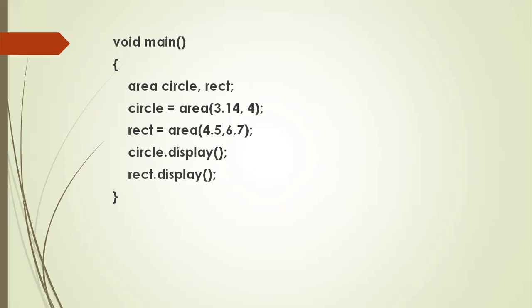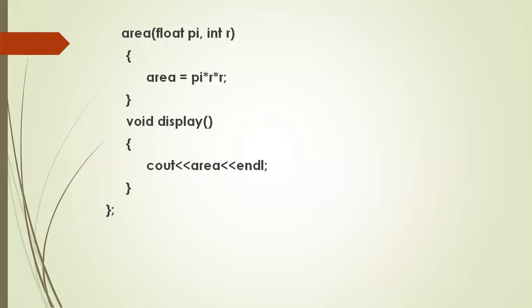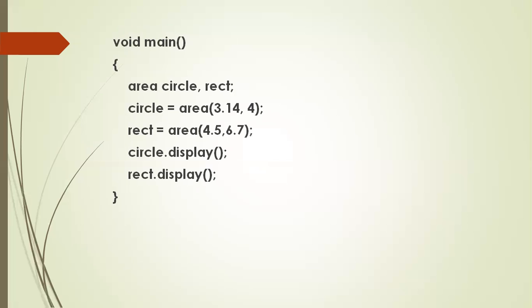So in that case, naturally, it will make use of this constructor area(float pi, int r). So pi value becomes 3.14, r value becomes 4. So it calculates the area, and the value of the area is stored in the object called circle.